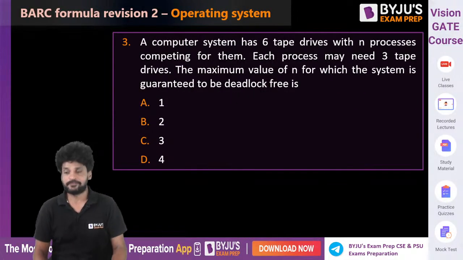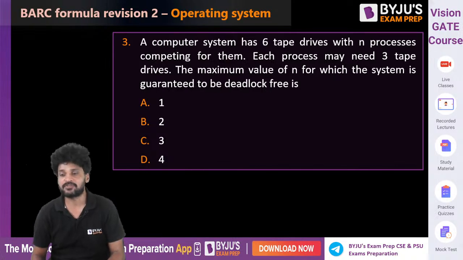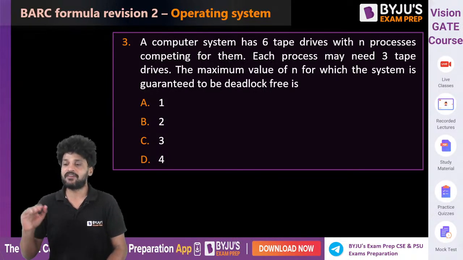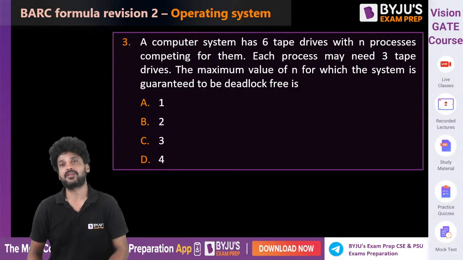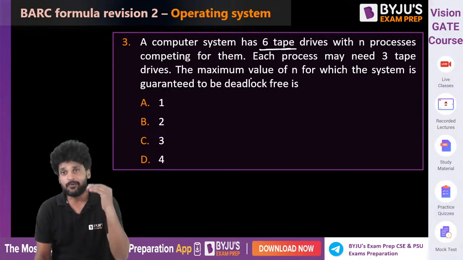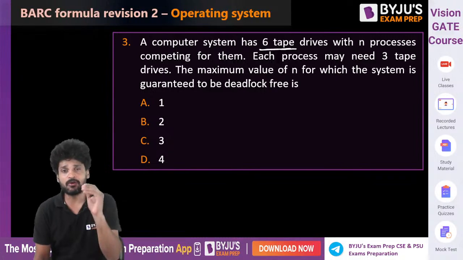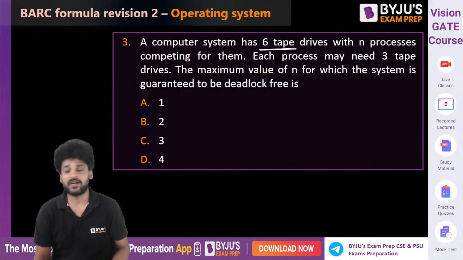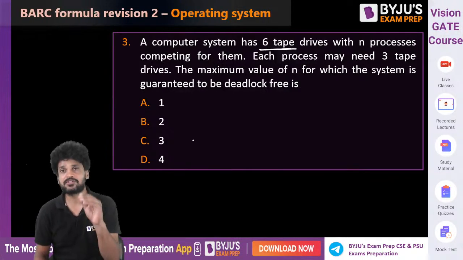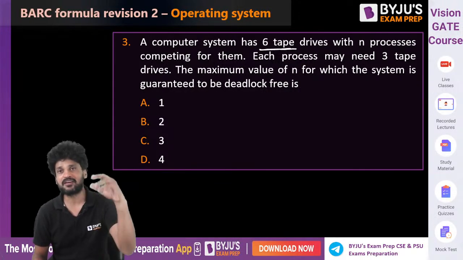The next question is, a computer system has 6 tape drives with n processes competing for them. Each process may need 3 tape drives. What is the maximum value of n for which the system is guaranteed to be deadlock free? Now a system has 6 tape drives. In order to avoid the deadlock, I told you one rule in yesterday's class. What is the rule? Simple. The rule is, in order to avoid the deadlock, the system needs to have a sufficient number of resources.